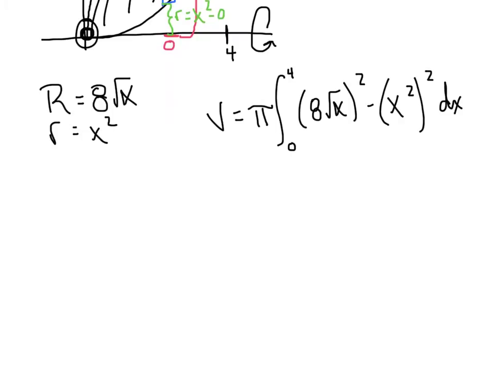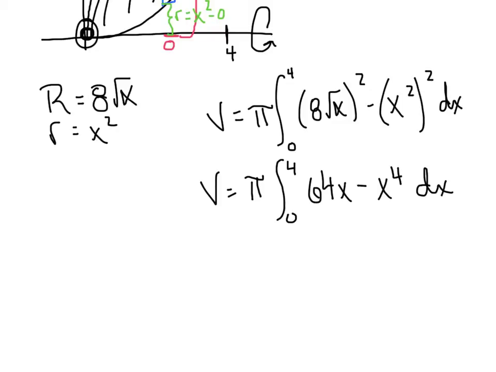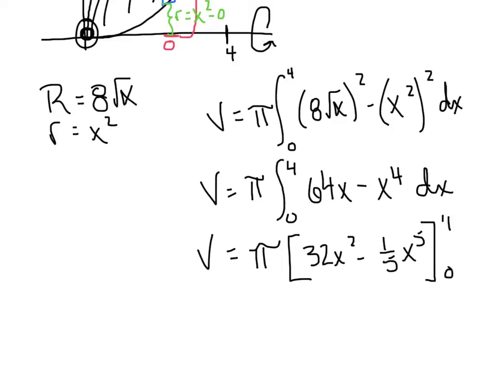Well, it's not too bad, I'll tell you. Don't worry about distributing that pi. Leave it out front. So we got 64x minus x to the 4th. Not bad at all. And now I'm going to go ahead and find the antiderivative of each term. That looks like it's going to be 32x squared minus 1/5 x to the 5th. So I've got my bounds of 0 to 4. I don't need to change my bounds. I never had to use a u-sub, and that's pretty common on these problems. They're going to be pretty straightforward.